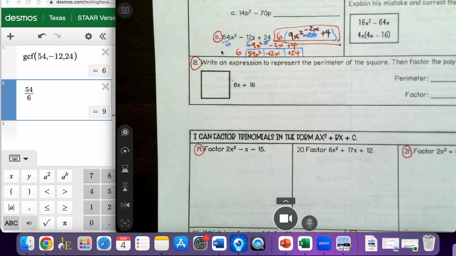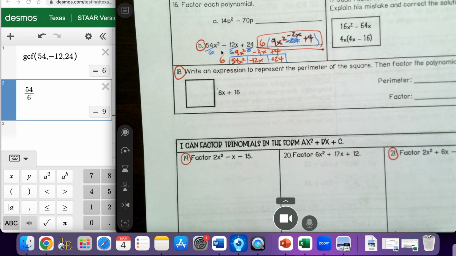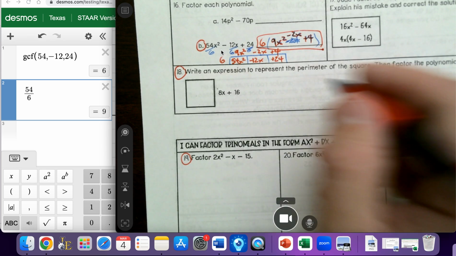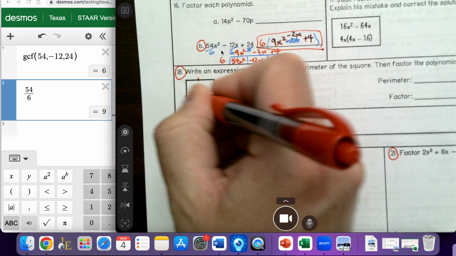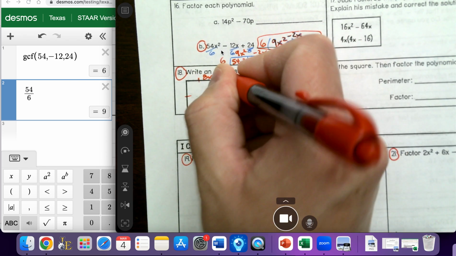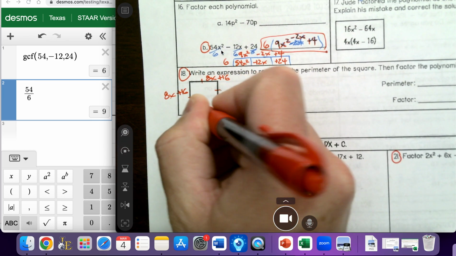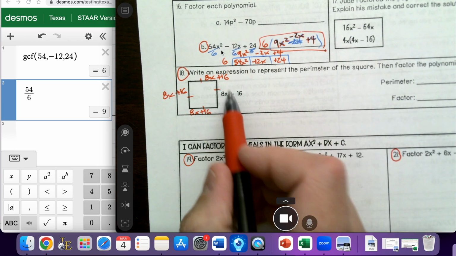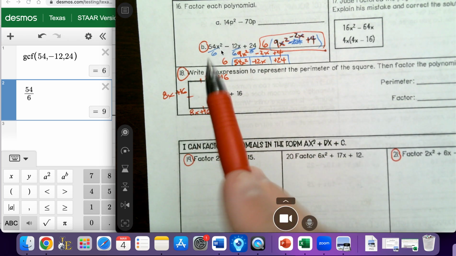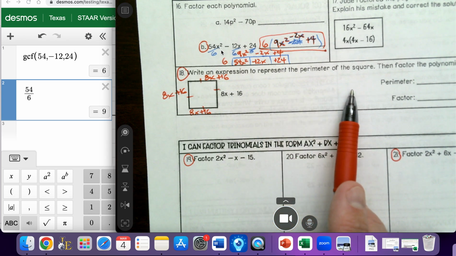Write an expression to represent the perimeter of the square, then factor the polynomial. So we have a square, right? We know all these sides are congruent. So we know this is 8x plus 16. This side is 8x plus 16. This side is 8x plus 16. We can add up all these if we wanted to and do an 8x plus 16 plus 8x plus 16 plus 8x plus 16 plus 8x plus 16. That's a little silly for a square.